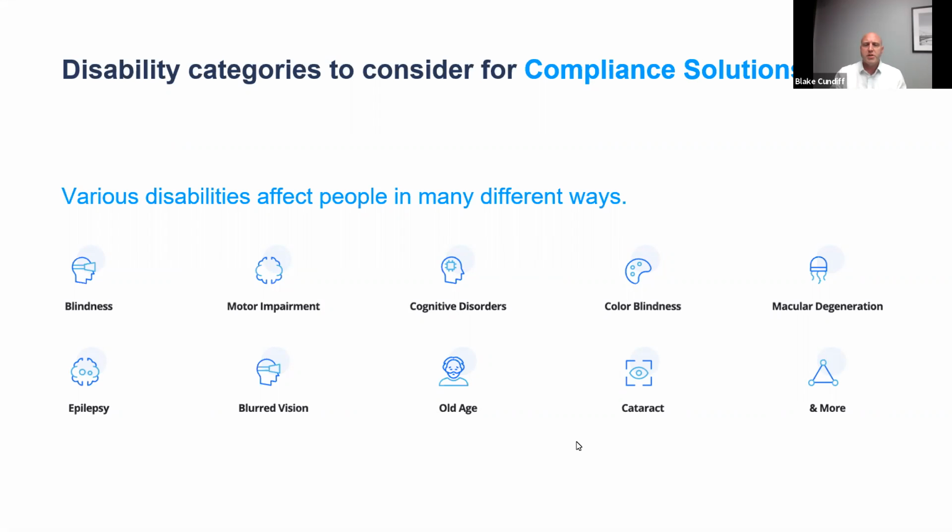As I mentioned before, when you think about how someone would access the website, most people are thinking of just visual impairments. But there's a whole other subcategory for that. There's blindness, motor impairment, cognitive disorders, color blindness, epilepsy, blurred vision, old age, cataracts. The list goes on and on for what kind of visual challenges people might have in being able to actually see it.